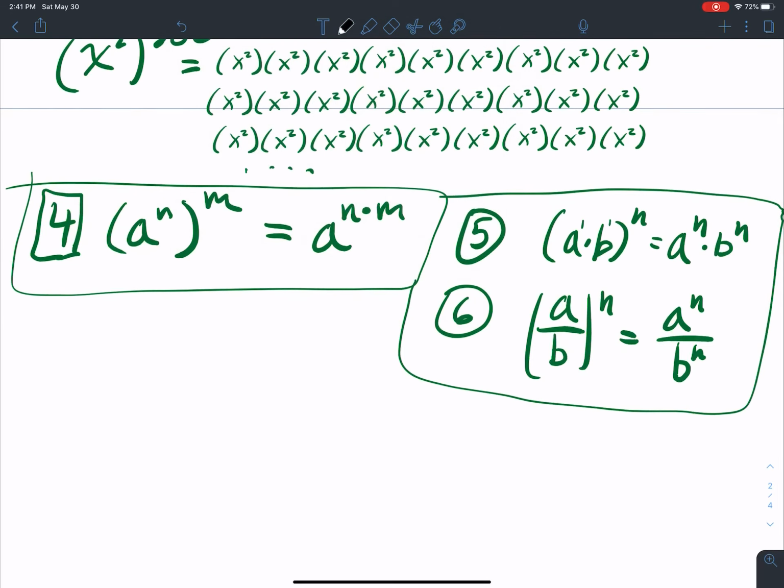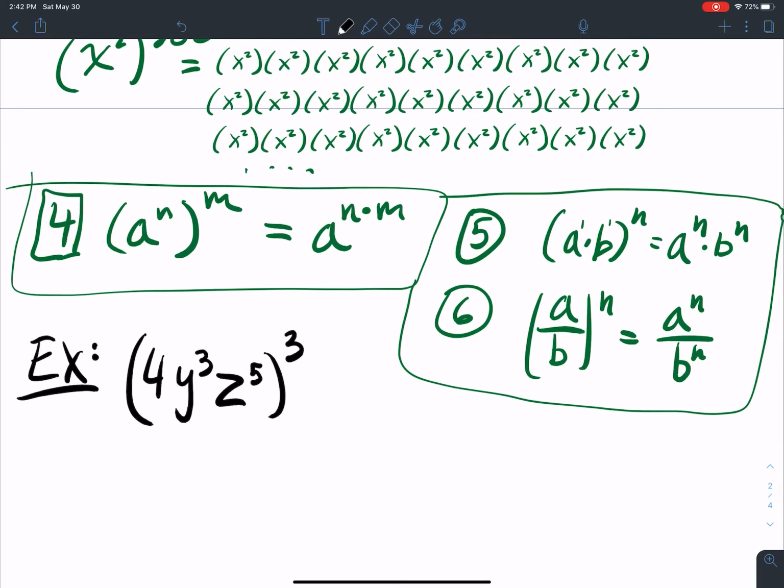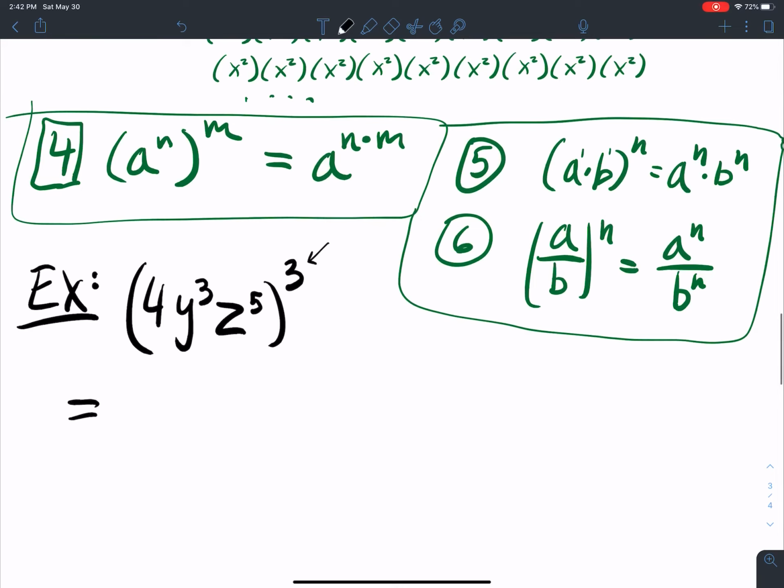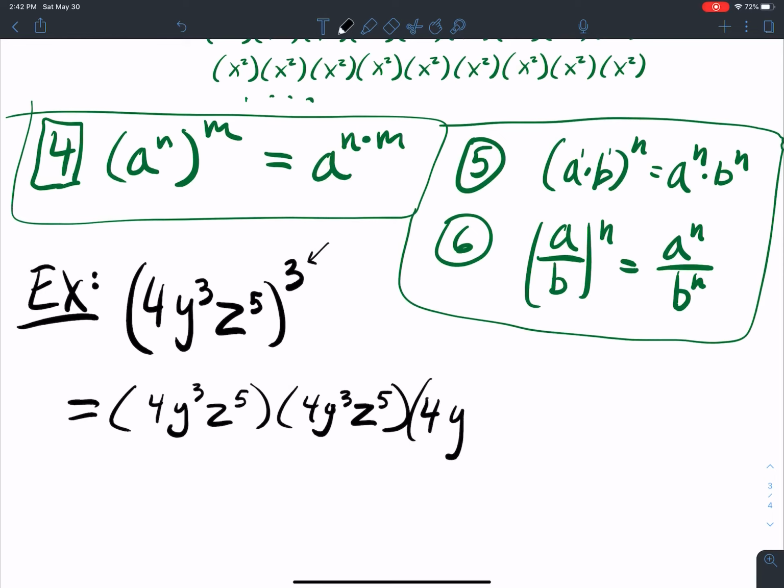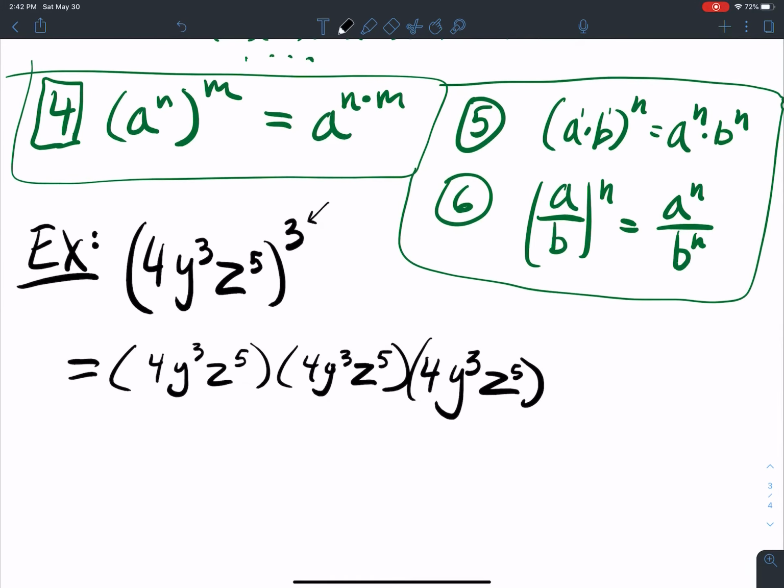So let's try this one. It's 4y cubed z to the 5 raised to the 3. So if I see raised to the 3, that's not too big a deal. I can write that out 3 times. So I'm just going to go ahead and write it out 3 times, just to make sure we're good to go. I could copy and paste this, but I won't be lazy for this video. Okay, so I've written it out 3 times.